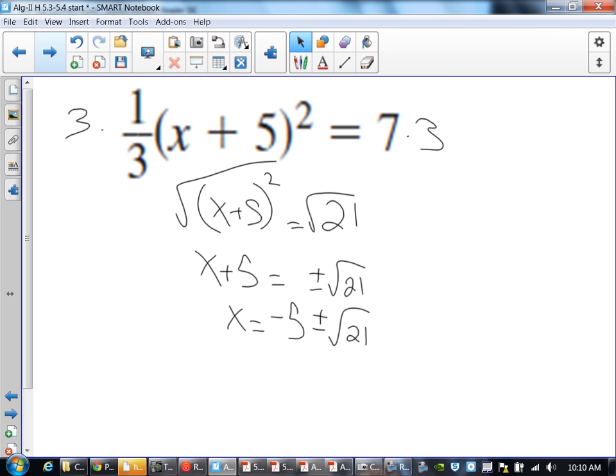You guys probably did that with the quadratic formula before. Hopefully you just kept the number out front. And that would be your solution. There's no decimal. That's an exact answer, and you're done.